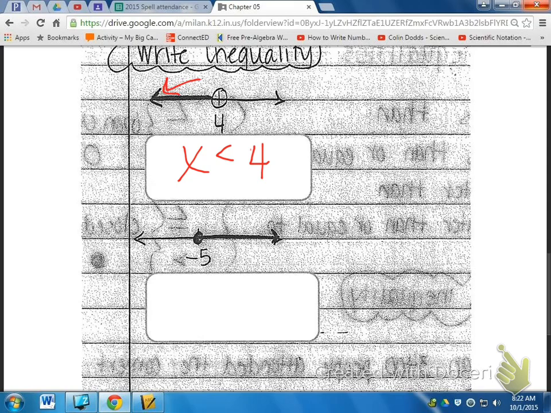Okay, the last one, it's got a closed circle on -5 and it's shaded right. Tell me what it's going to be. Dakota. x is less than or equal. Okay, I agree with the -5. It's shading this way. So my greater than or equal to, and the equal to is because it's closed. Okay, questions about that?